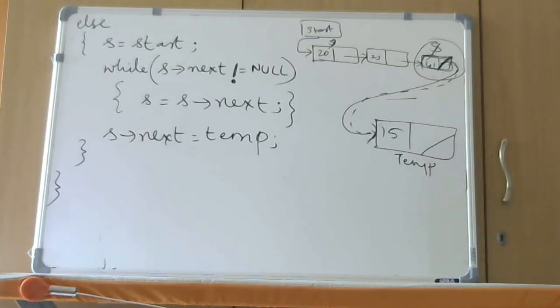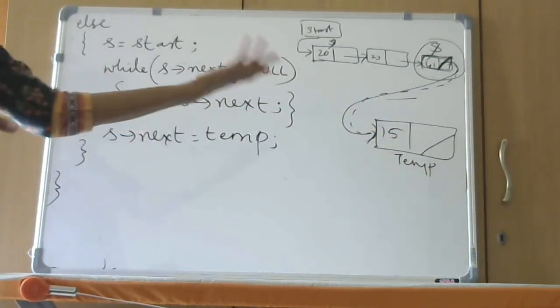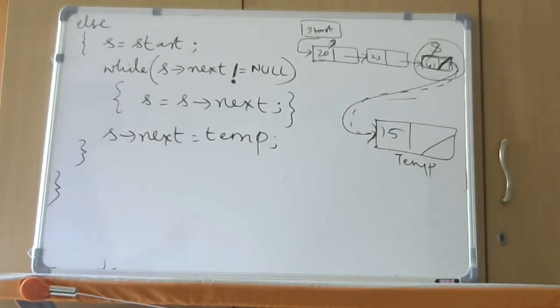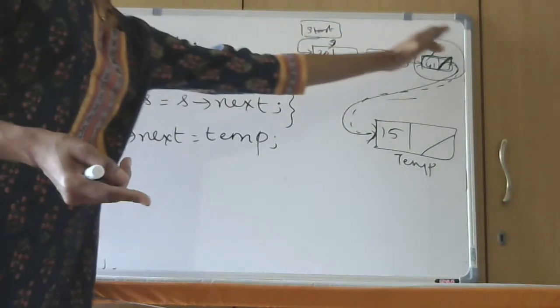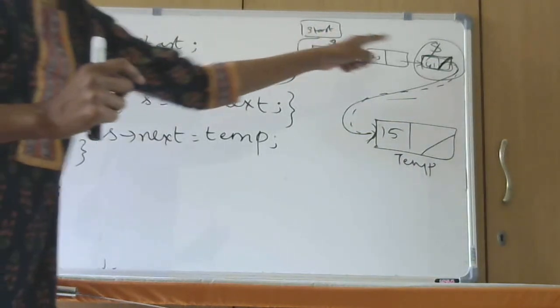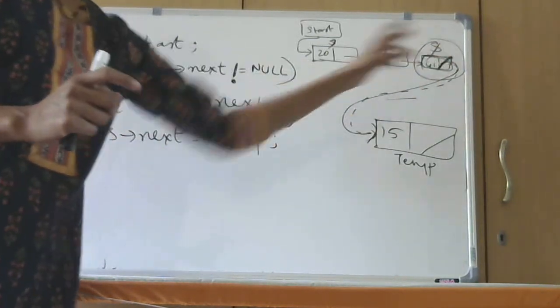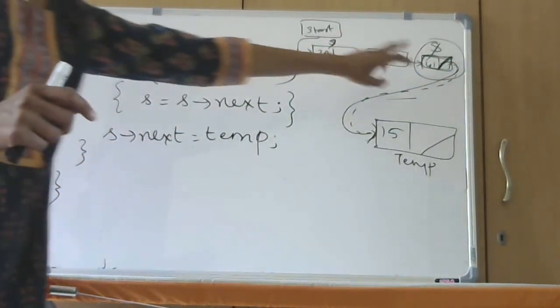So first, when we try to insert, we check if the linked list is empty. How do you check? If start is equal to null, then you are simply inserting it. That becomes the first element, last element, everything is the same node. If it is not null, it means you have some nodes in the linked list. But you have to traverse until you reach the last node because you want to insert at the end. Correct?